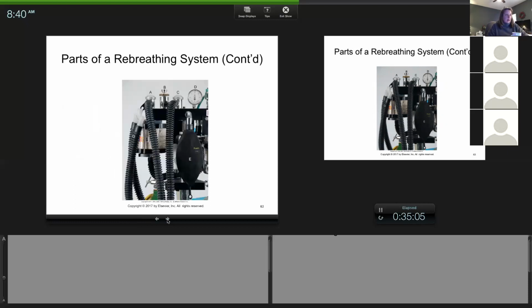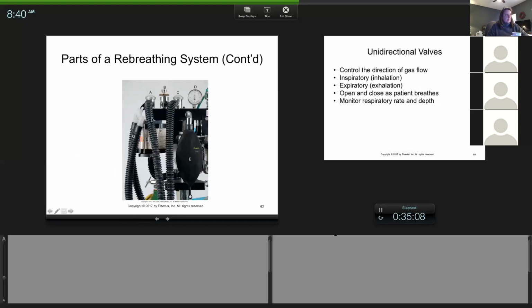So this is an important slide that can tell you what you need to know along the way. If we look at this picture, we've got a rebreathing system here. Letter A is the inhalation valve, the unidirectional valve that goes to the patient. When they exhale, it comes out through letter C, the exhalation valve. And letter B here is your pop-off valve.